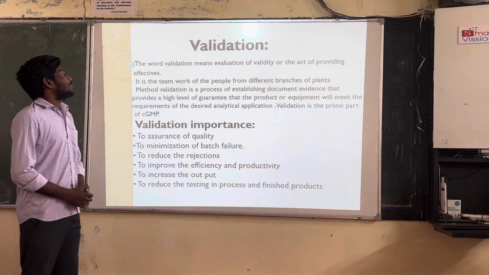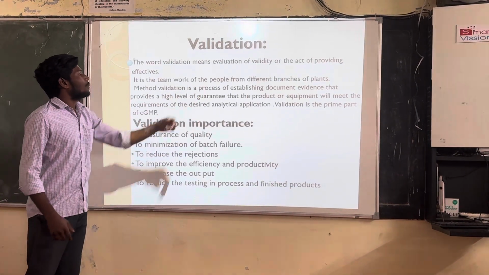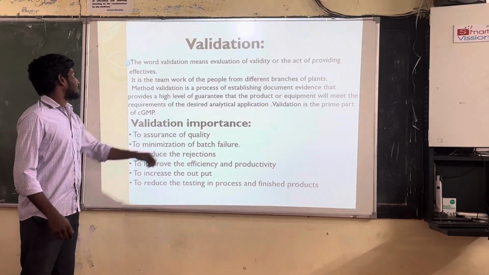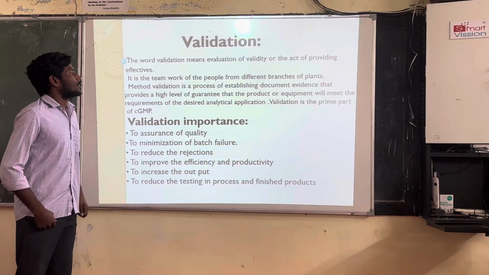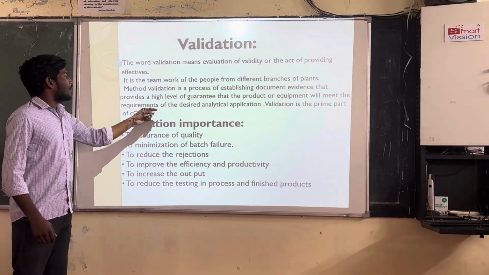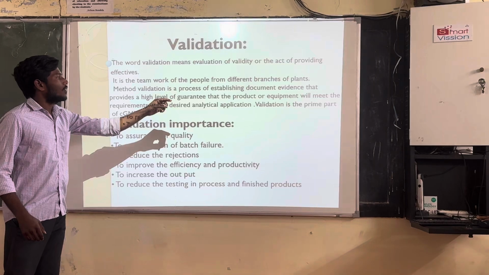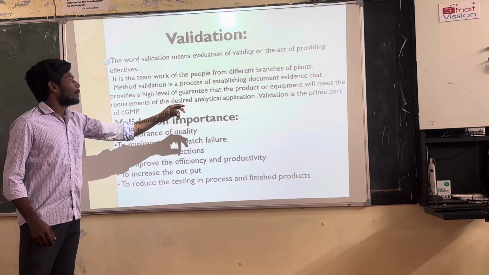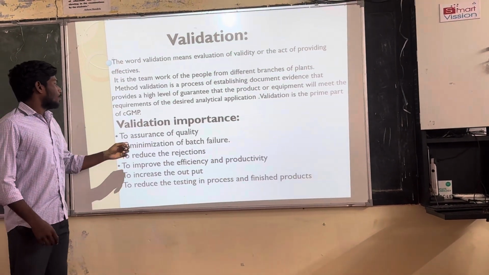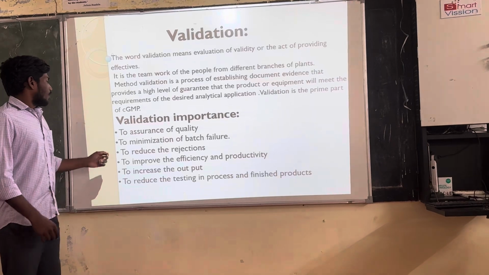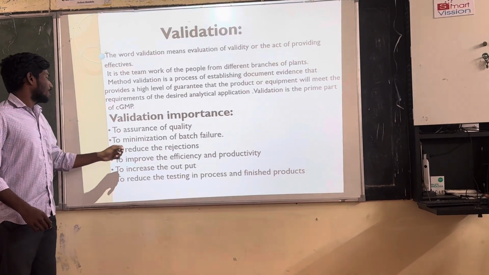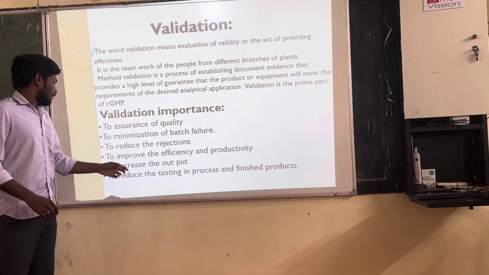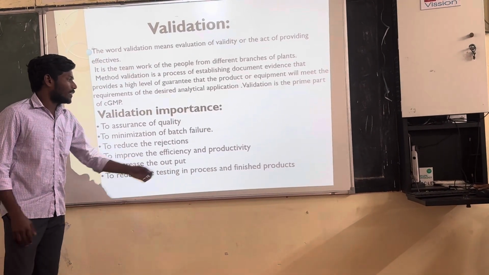Validation. The word validation means evaluation of validity or the act of providing effectiveness. It is the teamwork of people from different branches of a plant. Method validation is the process of establishing documented evidence that provides a high level of guarantee that a product or equipment will meet the requirements of the desired analytical applications. Validation is a prime part of cGMP. Validation is important for assurance of quality, minimizing batch failure, reducing rejections, improving efficiency and productivity, increasing output, and reducing testing in the process and finished products.